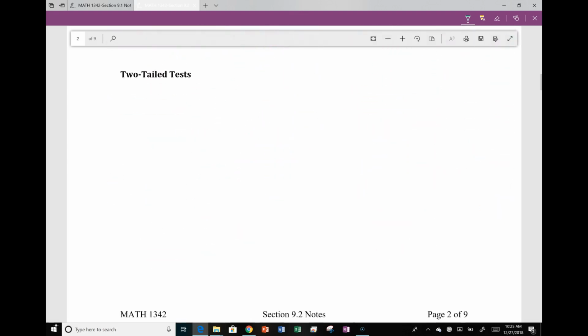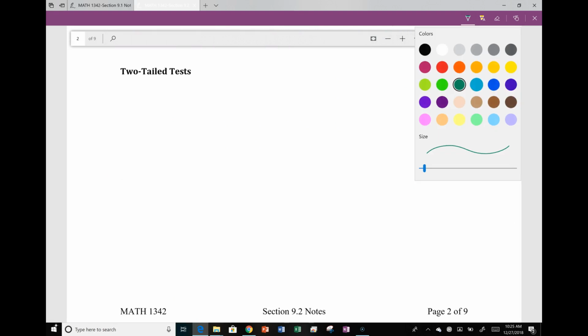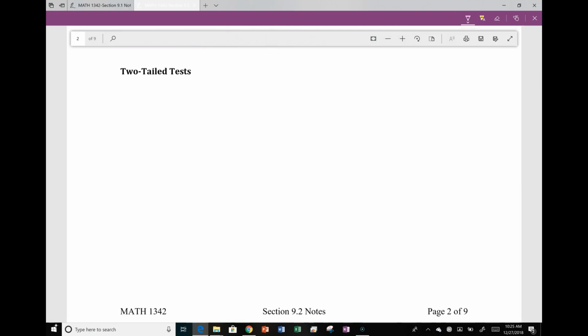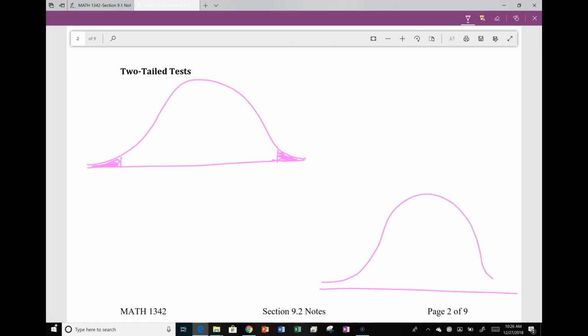Now, two-tailed tests are slightly different. Well, first of all, they have two tails. So I'm going to draw here, and I'm going to shade in both tails. And this one I'm going to put a little bit lower so that I'm not trying to overlap or anything. And I'm going to shade in both tails and shade in here too.